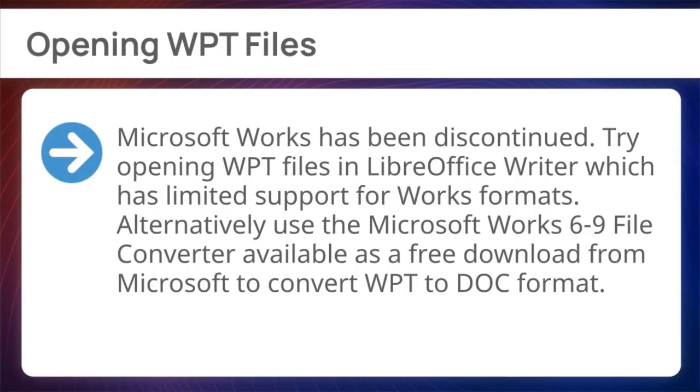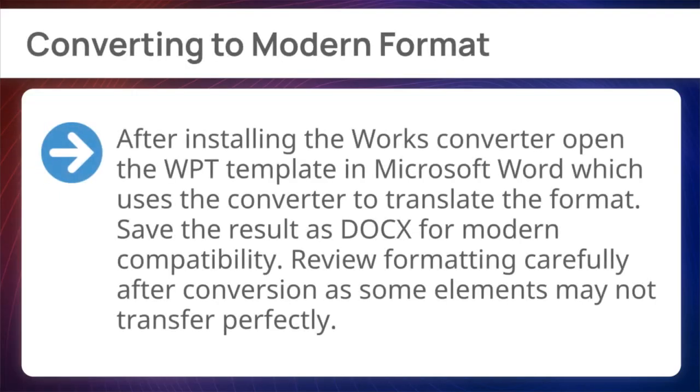Alternatively, use the Microsoft Works 6.9 file converter, available as a free download from Microsoft to convert WPT to doc format. Next, converting to modern format. After installing the Works converter, open the WPT template in Microsoft Word, which uses the converter to translate the format. Save the result as docx for modern compatibility. Review formatting carefully after conversion, as some elements may not transfer perfectly.